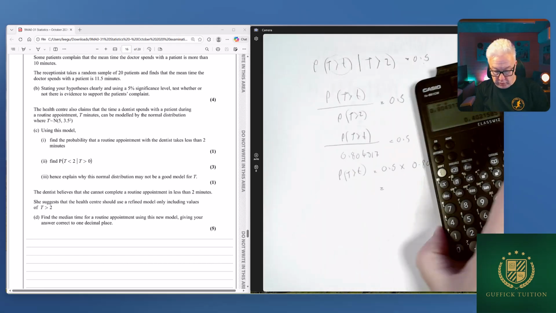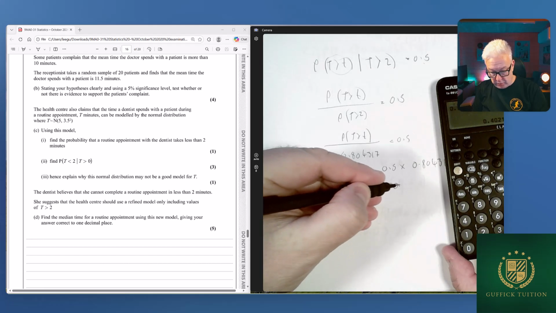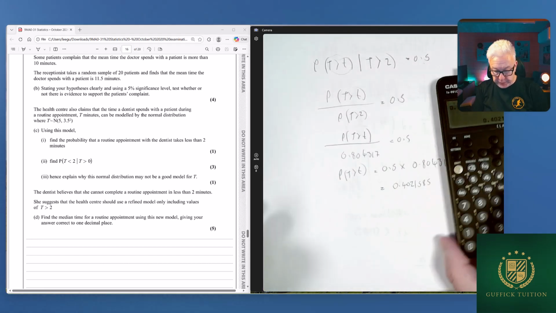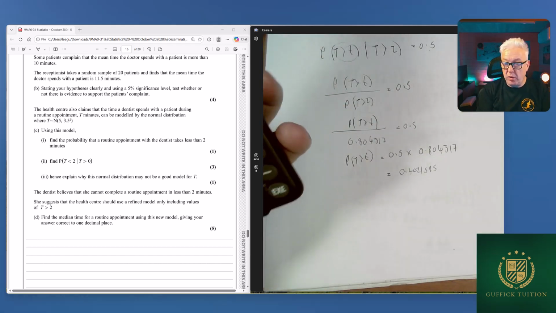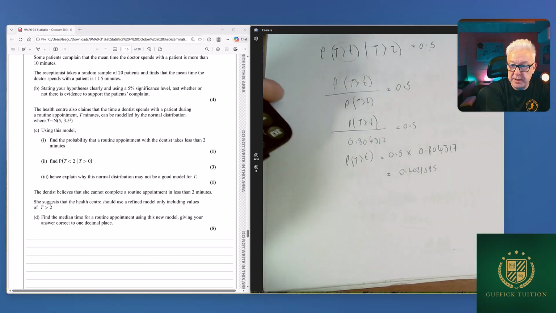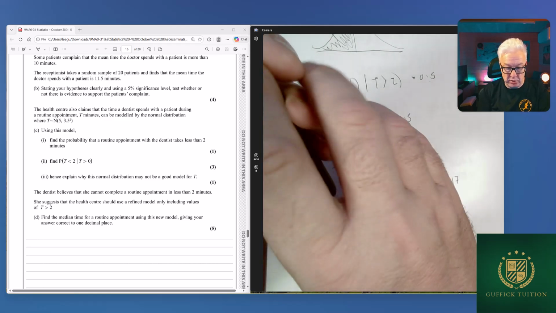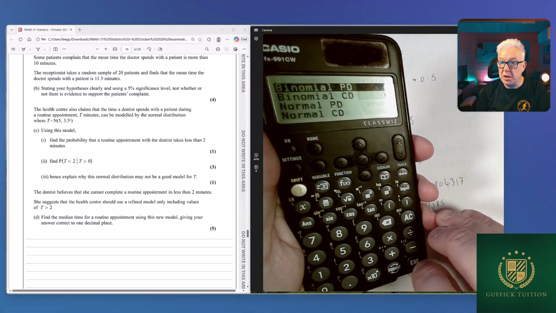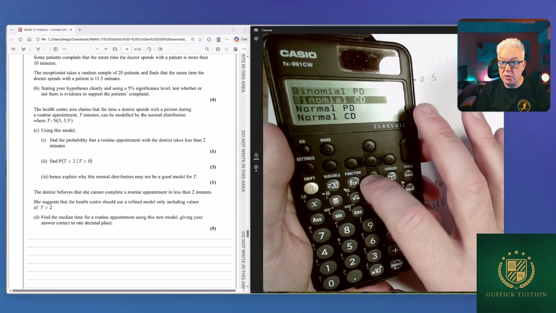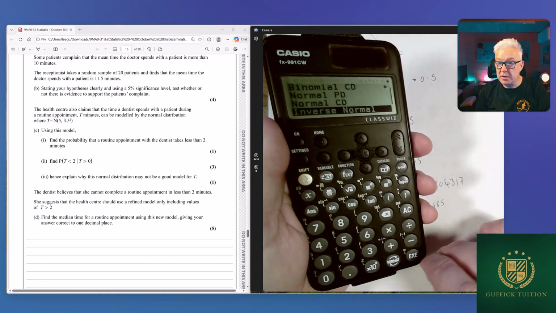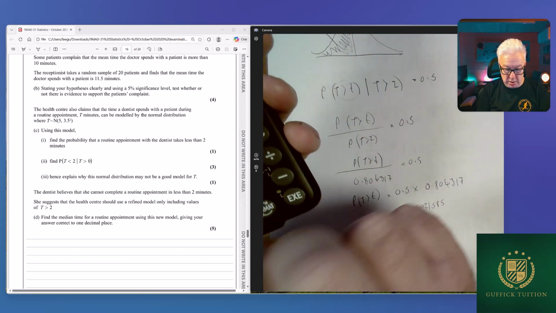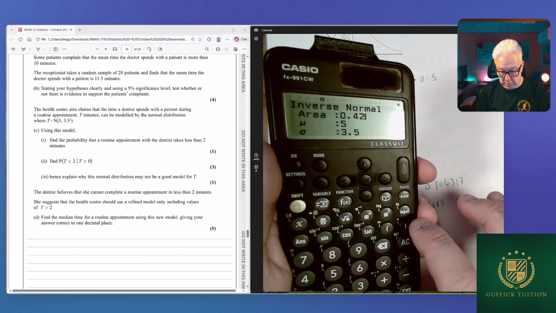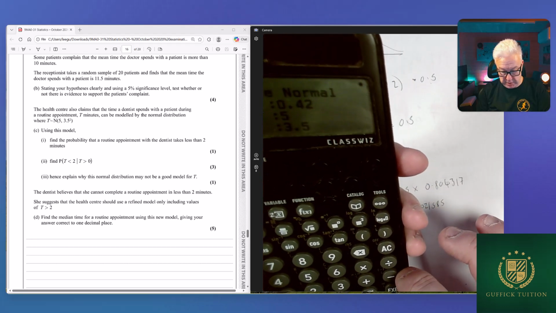Okay, so 0.402, so 0.4021585, like so. So now what we've got to do is work out what's the probability that's associated with that. So we're going to do an inverse normal now. Let's go across to distributions. We're going to do inverse normal now. We're going to put an area of 0.402.